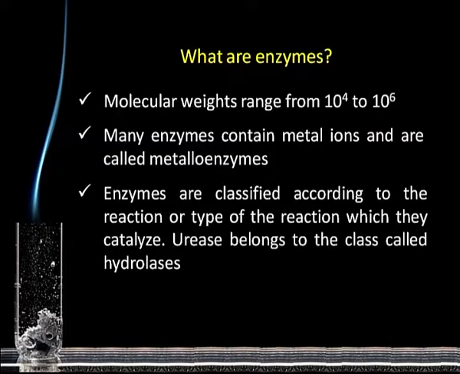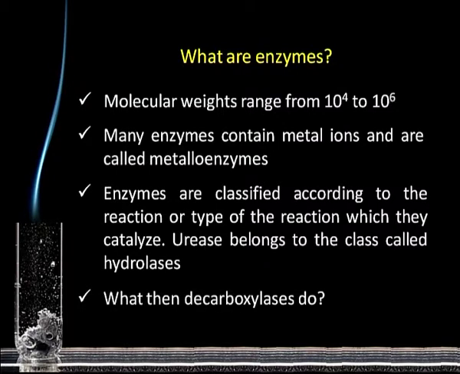We can look at how enzymes are classified. Enzymes are classified according to the type of reaction which they catalyze. Take for example urease. Urease belongs to the class called hydrolases. You can look at that -ase ending in the name urease, and most of the enzymes are named like that. And what do decarboxylases do? I don't have to answer this question, you know.